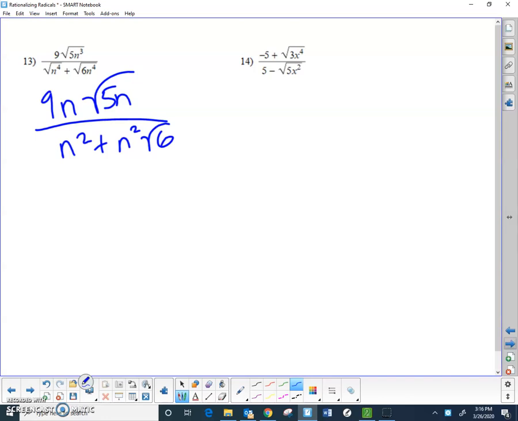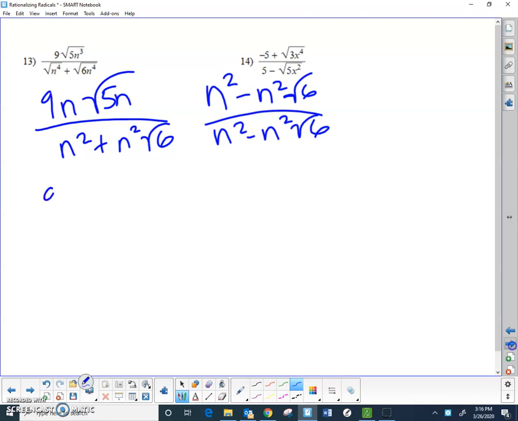All right, now I still have this irrational number on the bottom. So this is where I am going to have to multiply by the conjugate. So I'm going to multiply times n squared minus n squared square root of 6 over n squared minus n squared square root of 6. All right, so on the top I've got one term times two terms. So I have a 9n cubed square root of 5n minus 9n cubed square root, so 6 times 5n gives me a 30n.